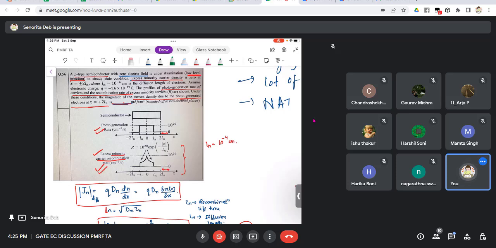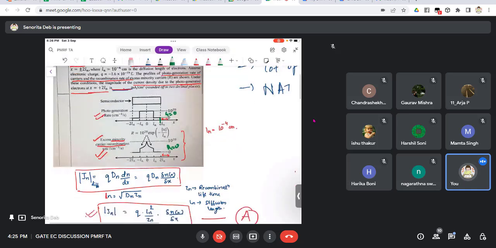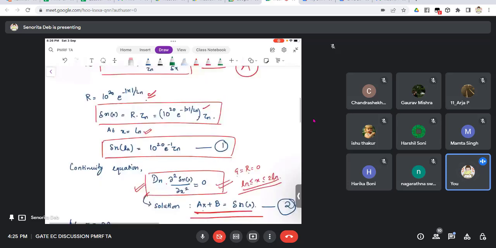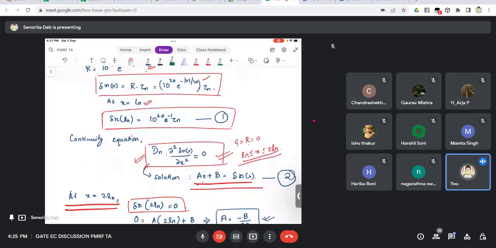Okay, you are asked at x equals to plus 2 Ln, right? So we are taking G equals to 0 and R equals to 0. Okay, because after plus 2 Ln, that is what the profile will be. So that will be the condition that we are going to use. So we started with the diffusion current formula. Okay, then we substituted the value of Ln. Then we saw that the recombination rate formula is given. We put the value of Ln so that we can later use it in our condition.